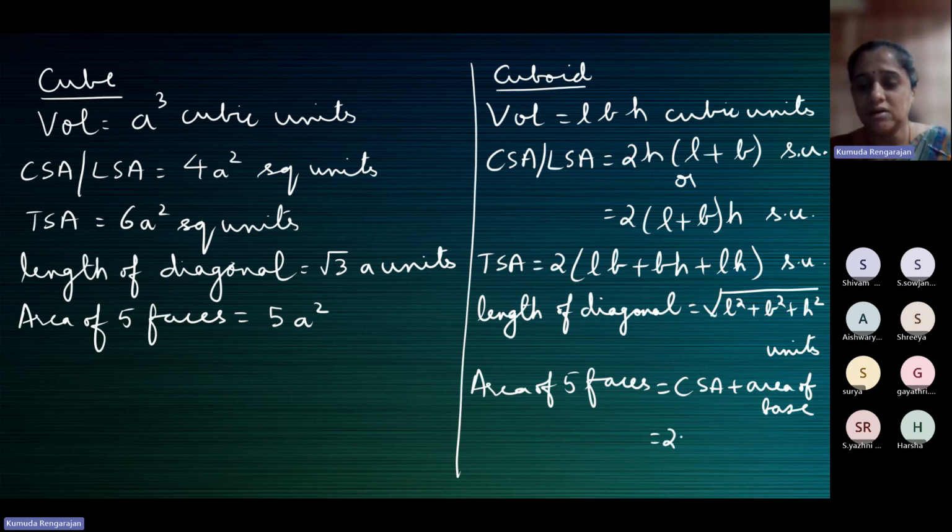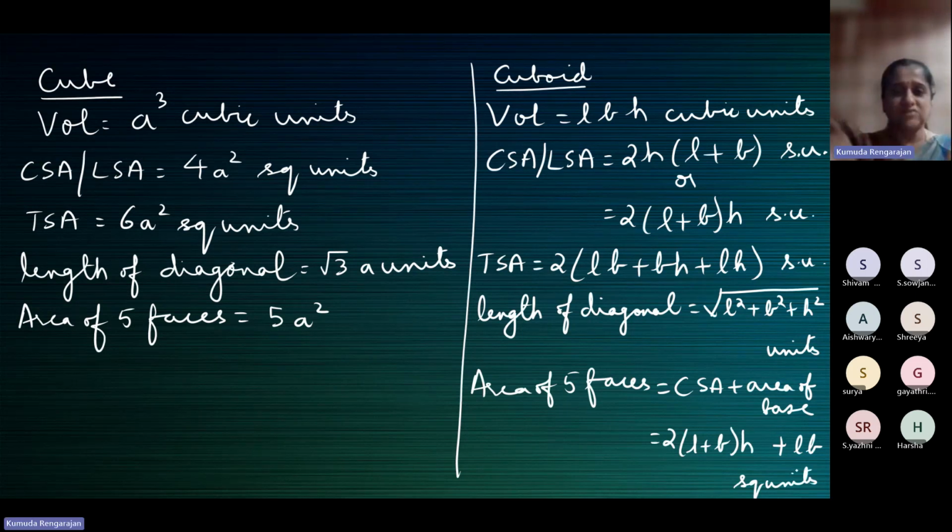CSA formula is 2 of L plus B into H, plus area of the base is L into B, square units. Find these two separately. Find the CSA, find the area of the base and add to find the area of the 5 faces. Right, children?